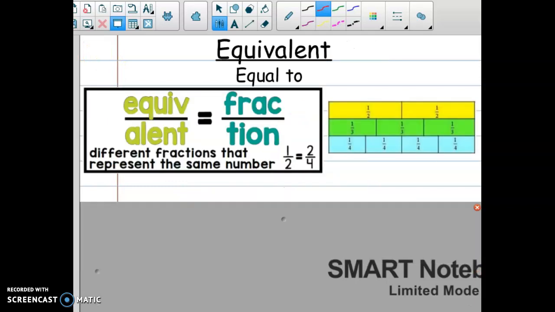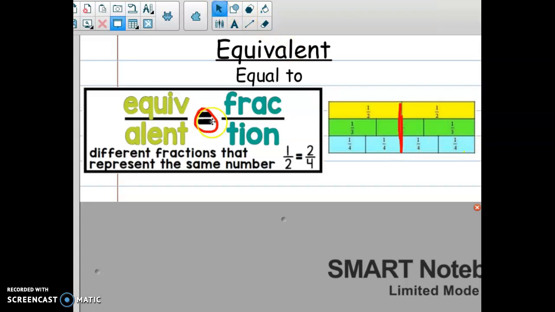Let's review equivalent to or equal to. This is when we use our equal sign to show fractions that represent the same number. The example they're giving us is 1/2 is equal to 2/4. Here's 1/2. Here's 2/4. You can tell that they both cover the same part of the whole.